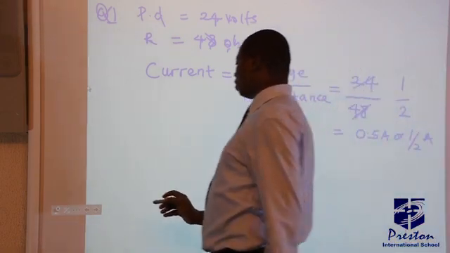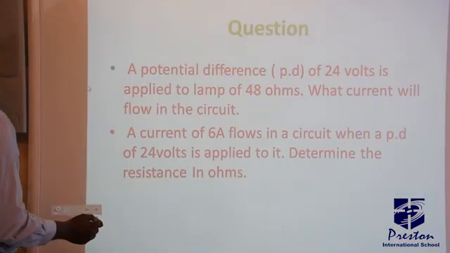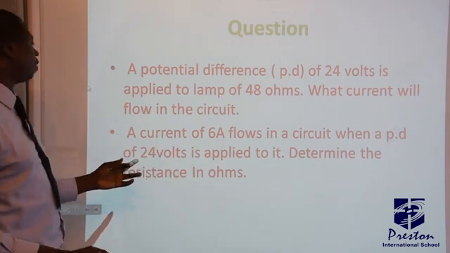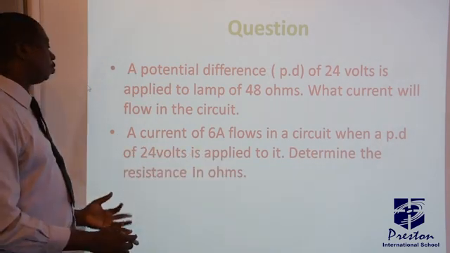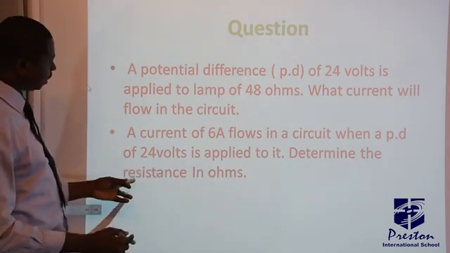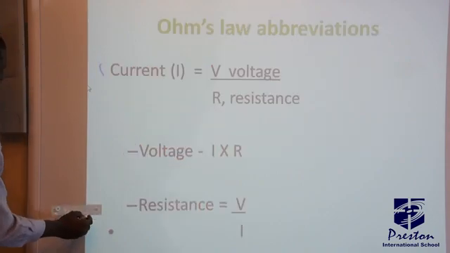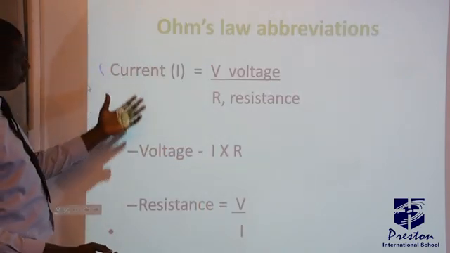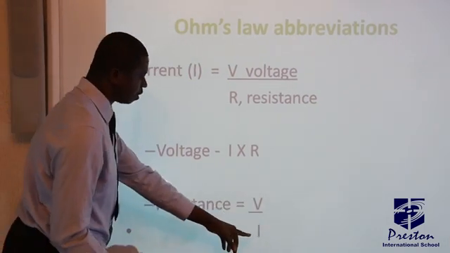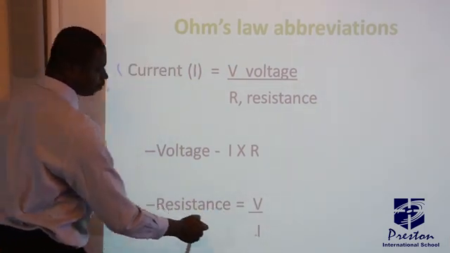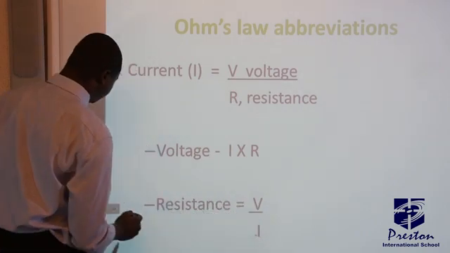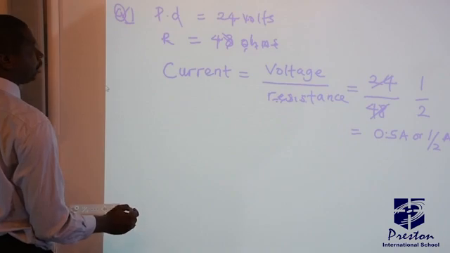In our second question, we're given that a current of 6 amp flows in a circuit when a PD of 24 volts is applied to it. We're asked to determine the resistance. You go back to our formula and see which one we can use. We're given the voltage and the current, so we'll use this formula to find our resistance: resistance equals voltage over current.